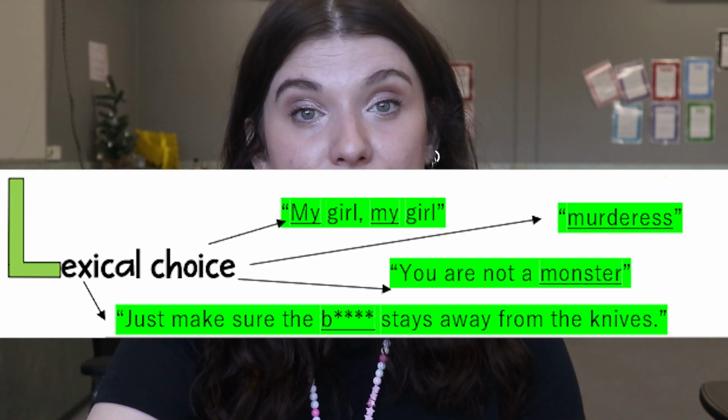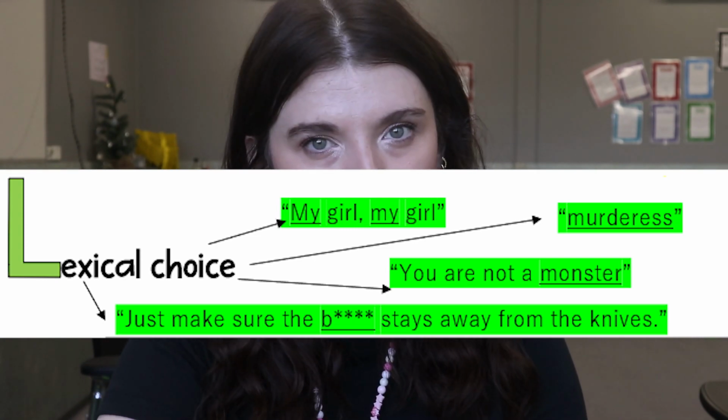These are all really good examples of lexical choice, but that underlined word is the word that I would analyze. So Margaret goes from calling Agnes a swear word to calling her my girl, and that lexical choice really represents the growth of their connection.